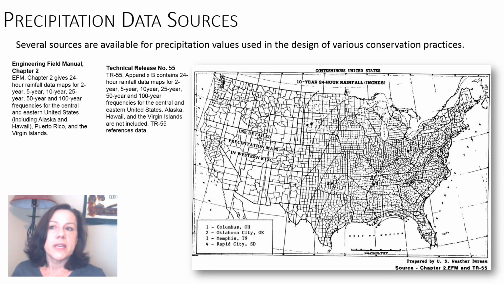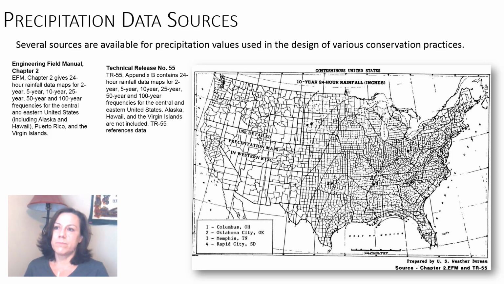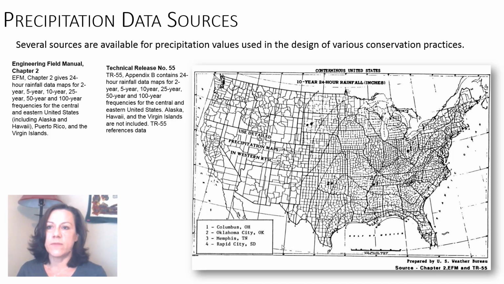Now, where do we get the data? We have 2 sources. We've got the Engineering Field Handbook over here, Chapter 2, and it gives us the 2-year, 24-hour storm events: 2-year, 5-year, 10-year, 25-year, 50-year, and 100-year. Now, most of the time we use the TR-55, the Technical Release number 55 manual, which has in the appendix the 24-hour storm for the 2-year, the 5-year, the 10-year.